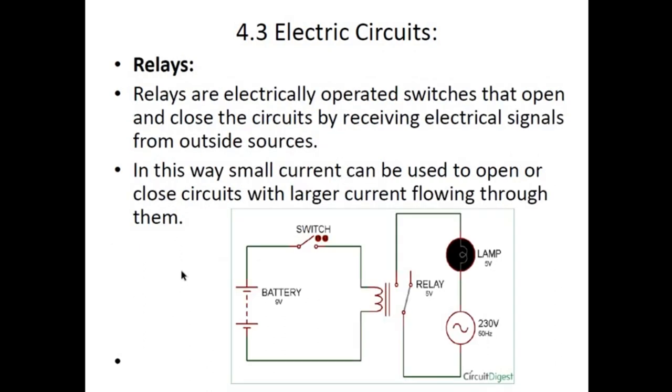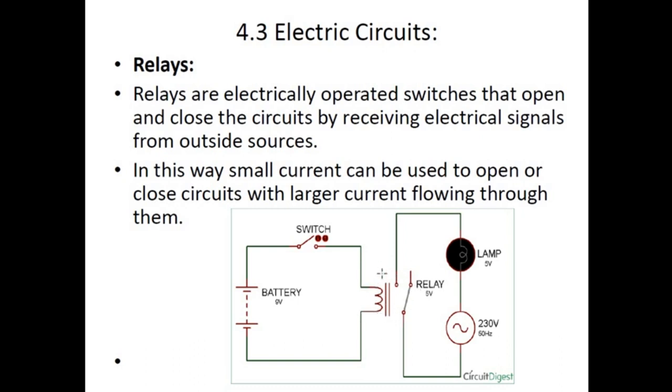Then we have relays. These are electrically operated switches that open and close the circuit by receiving an electrical signal. In this way, a small current can be used to operate, open or close circuits with larger currents. This is a small battery of 9 volt, and here is the switch. Once you turn on the switch, then what happens? This is a relay.